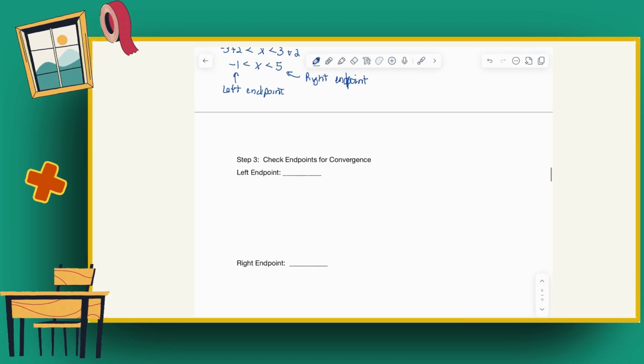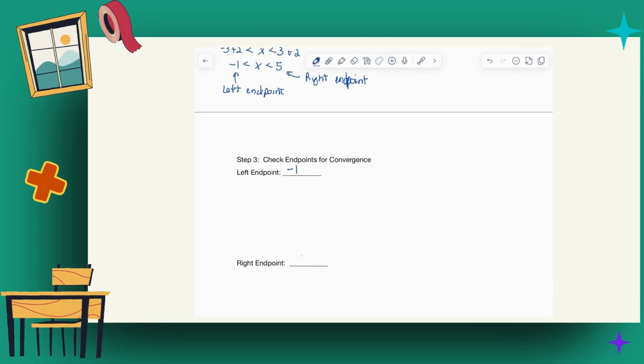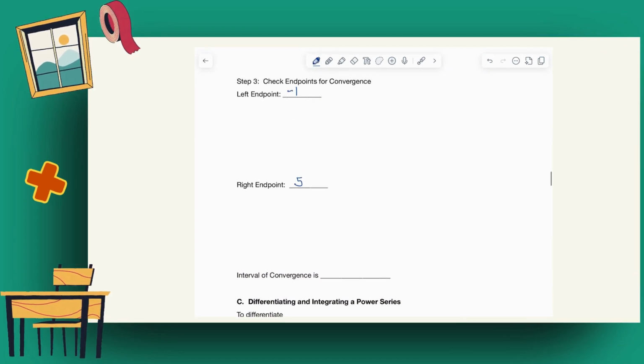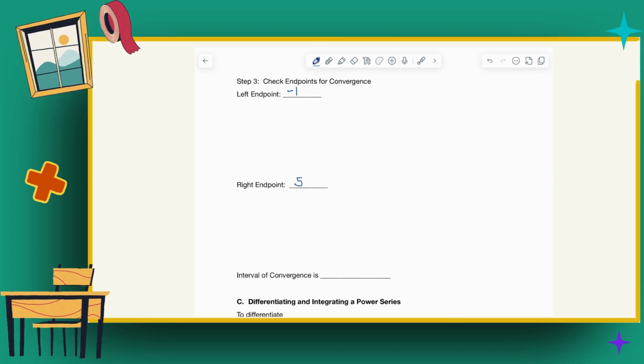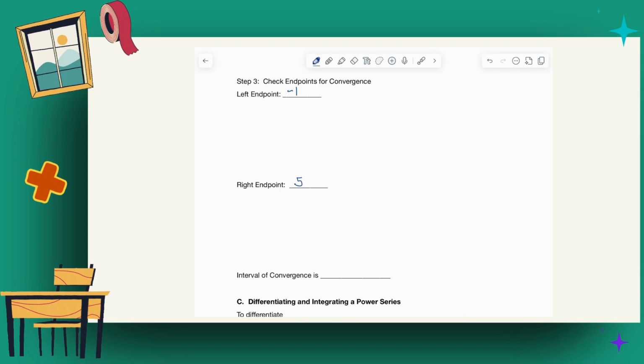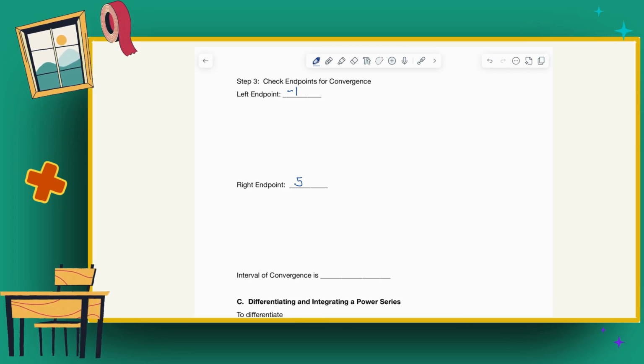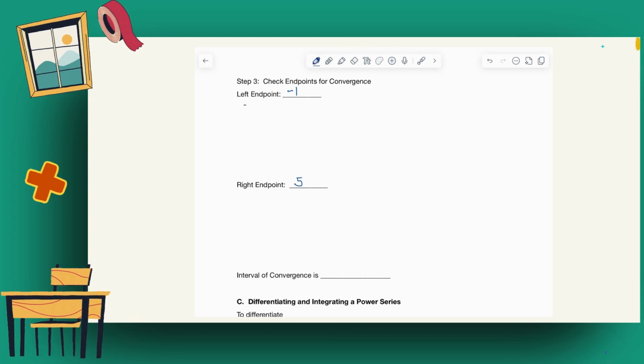Step 3 is to check each of these endpoints independently and see if the power series converges at these endpoints. If they converge, we include the endpoints in our interval of convergence. If they don't converge, we don't include the endpoint as part of our interval of convergence.